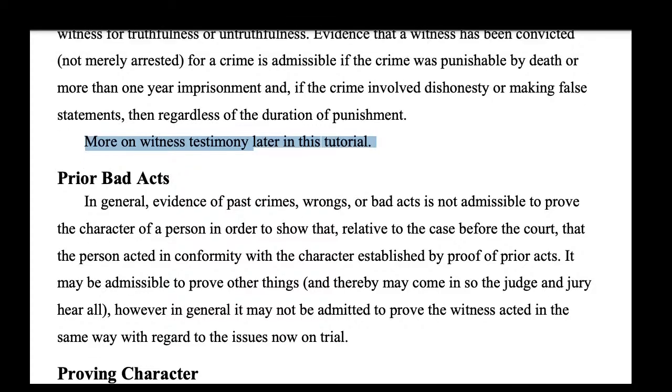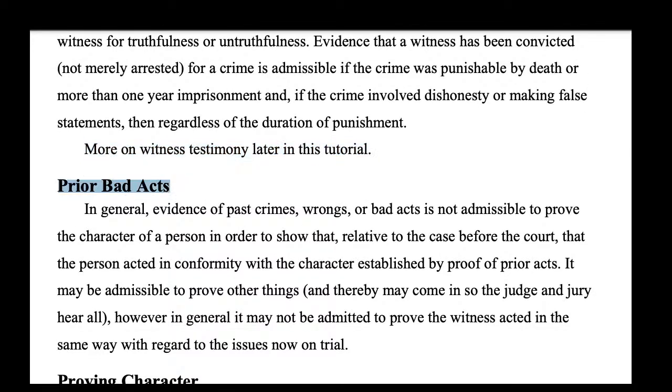Prior bad acts. In general, evidence of past crimes, wrongs, or bad acts is not admissible to prove the character of a person in order to show that, relative to the case before the court, the person acted in conformity with the character established by proof of prior acts. It may be admissible to prove other things, and thereby may come in so the judge and jury hear all. However, in general, it may not be admitted to prove the witness acted in the same way with regard to the issues now on trial.